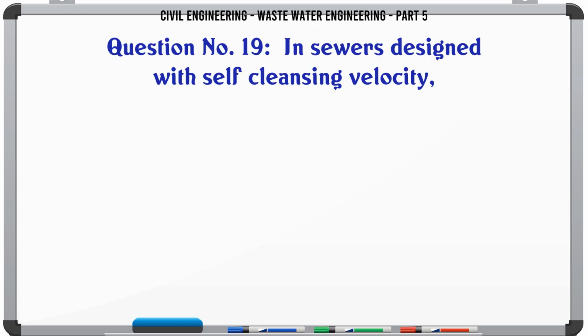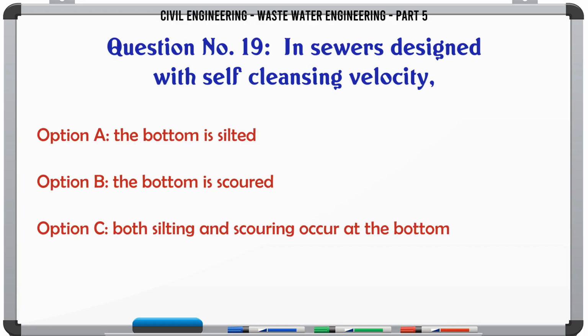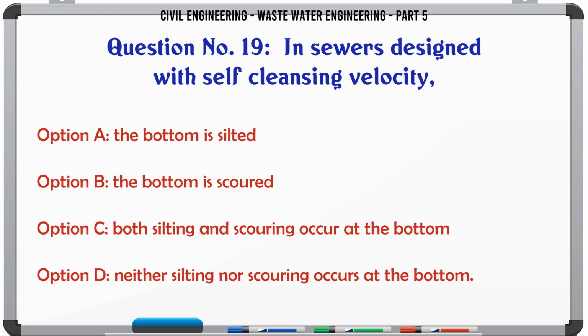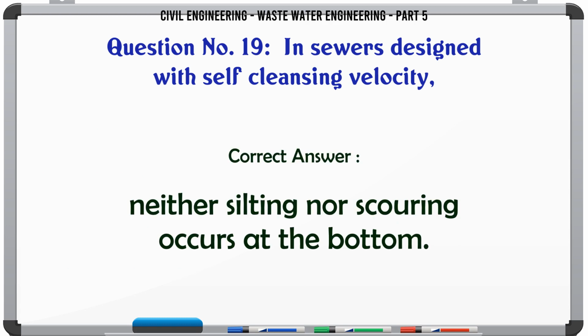In sewers designed with self-cleansing velocity: A. The bottom is silted, B. The bottom is scoured, C. Both silting and scouring occur at the bottom, D. Neither silting nor scouring occurs at the bottom. The correct answer is neither silting nor scouring occurs at the bottom.